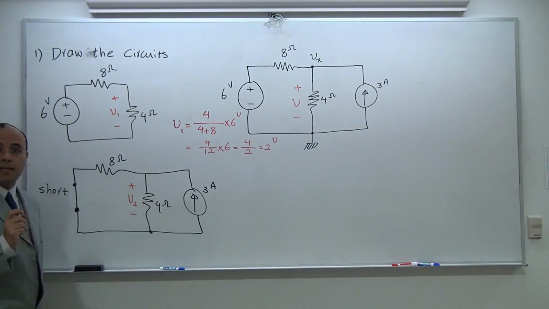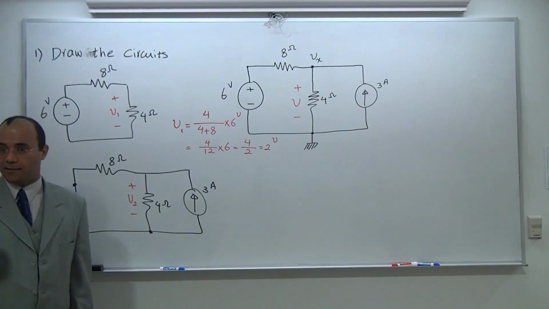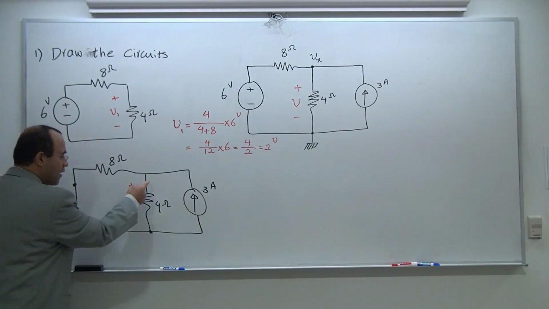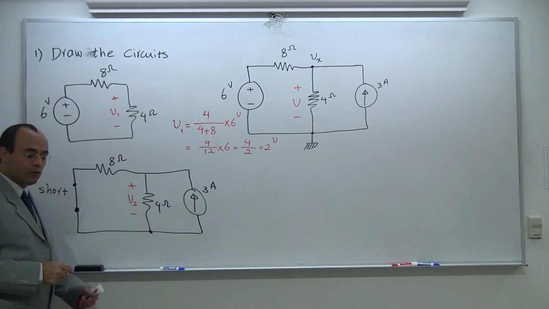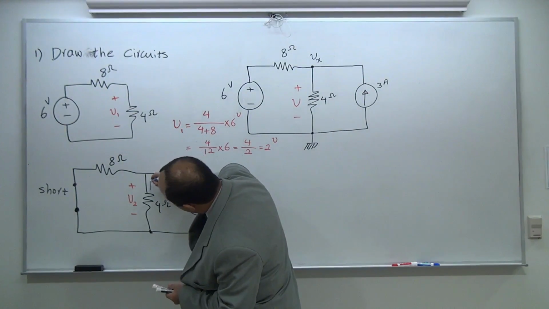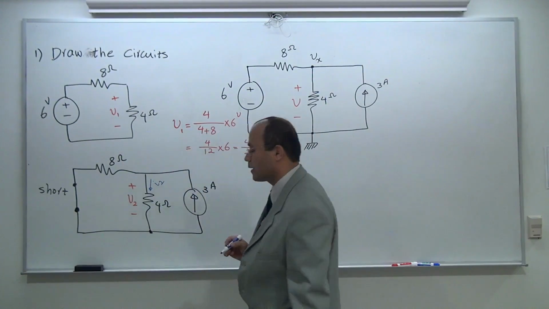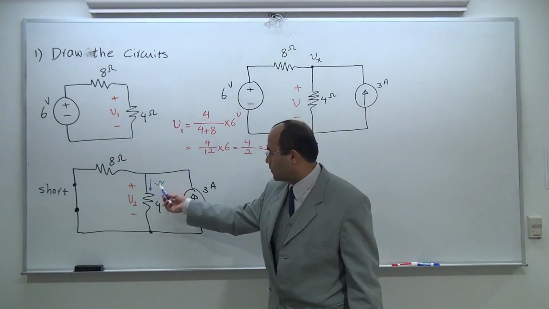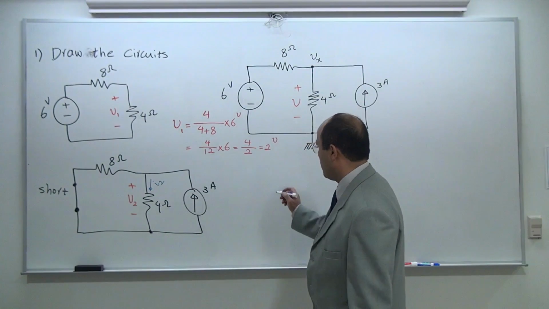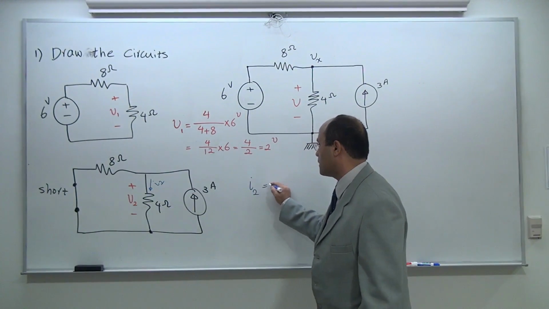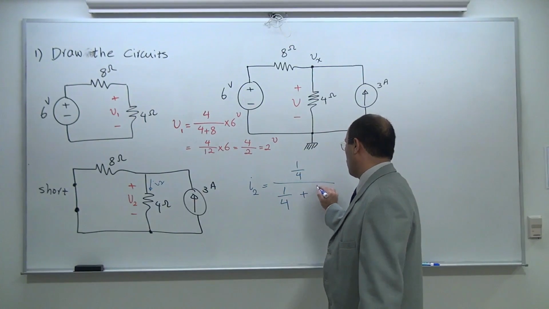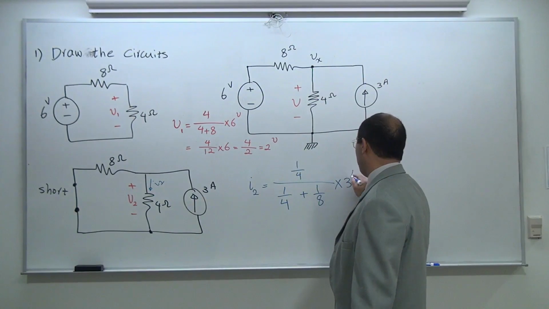I have a current source. That reminds me of a principle I learned in chapter 2, and that is the current division principle. Now, if I find this current, I'm going to know what my V2 is. Let's take a look. Now, the first question I would like to resolve is this. How much is this current? I'm going to call this I2. Take note of the direction of this current, everything else is actually matching with my rule. So it's going to be I2 is equal to 1 over 4 divided by 1 over 4 plus 1 over 8 times 3 amp.